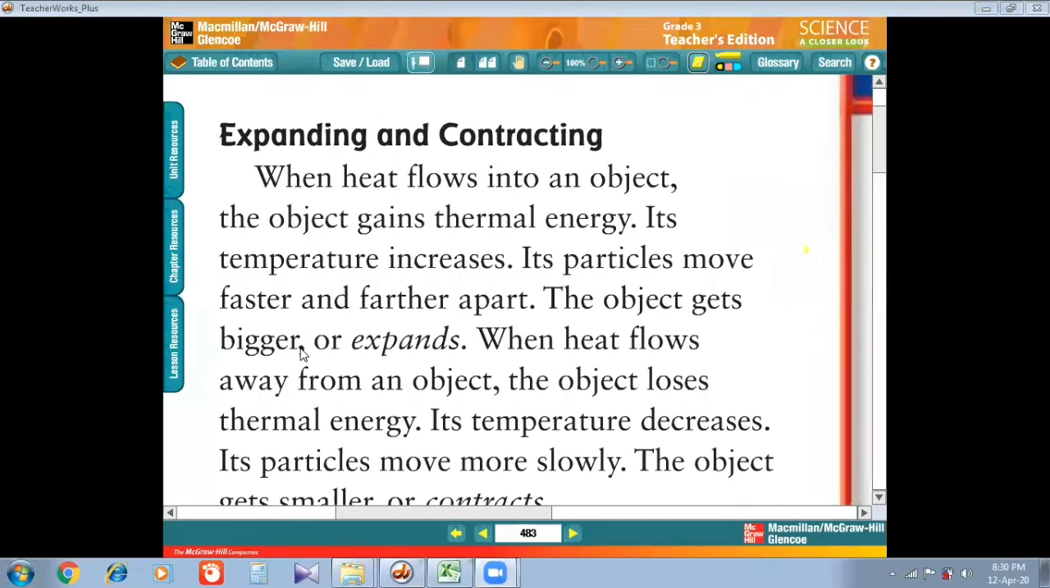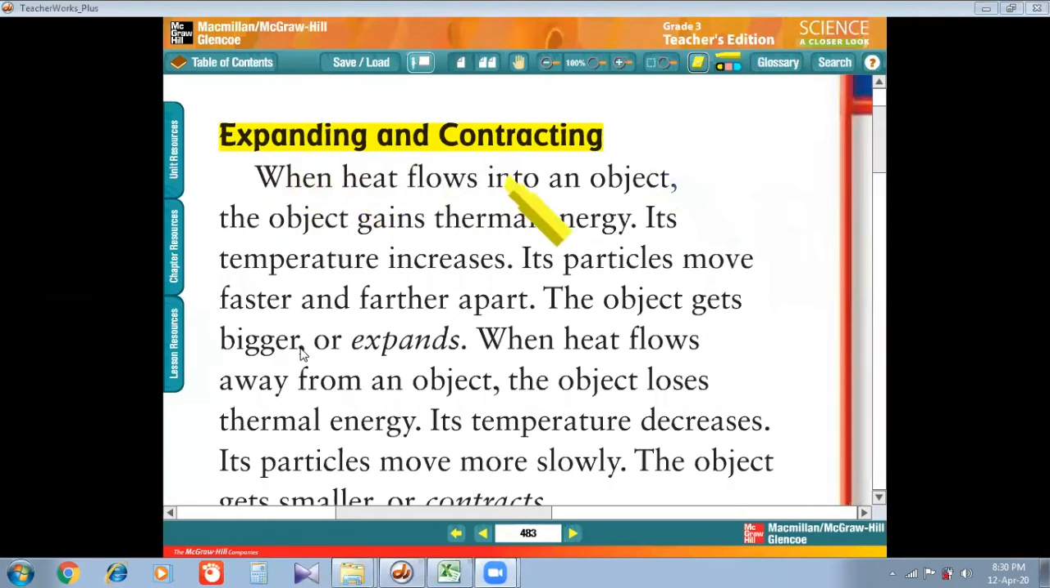Good morning, students. Today it's 13th of April, and we are going to continue our lesson number 1 of chapter number 12. I want you all to open page number 483 of your textbooks. On this page, we have the topic expanding and contracting.